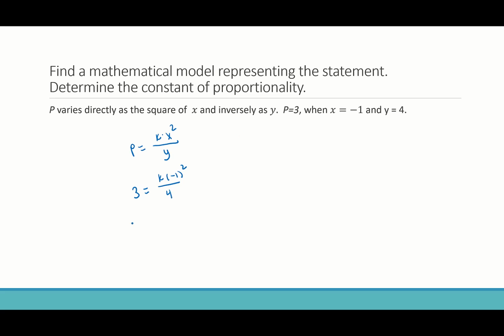Cleaning up that right-hand side, we get 3 equals, well, -1 squared is just 1. That would be k over 4. I'll multiply both sides by 4 to clear out that denominator of 4. And I get that our constant of proportionality is 12. Now to set up the model, I'll say p equals 12x squared divided by y. And there we have it, the representation for this example.